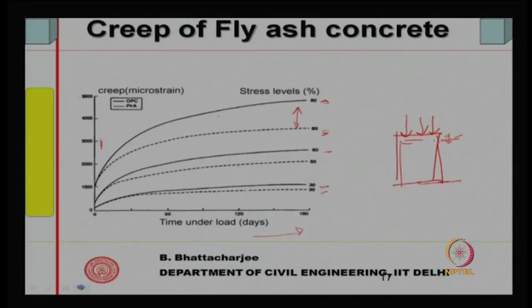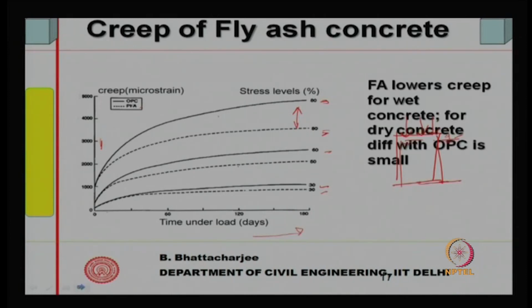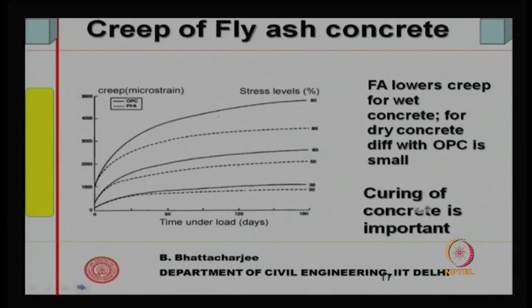In other words, the water held in the microstructure or gel pores has something to do with the creep, and with more gel space available, more hydration product available, the creep behavior also changes, and it changes positively in case of fly ash concrete. So, creep of fly ash concrete, pulverized fuel ash concrete, has been observed to be lower. So, fly ash lowers the creep. For wet concrete, for dry concrete, the difference with OPC is usually small. So, if you keep both moist, then of course the difference reduces. However, it still will have some amount of reduction. So, that is the observation.